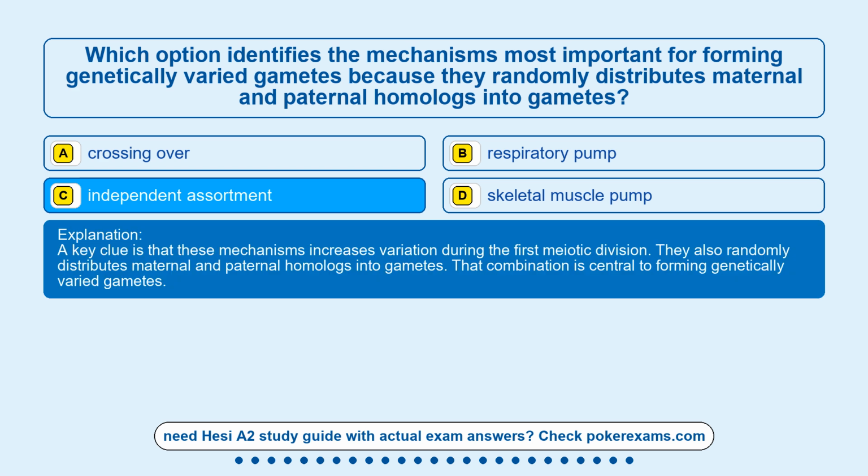A key clue is that these mechanisms increase variation during the first meiotic division. They also randomly distribute maternal and paternal homologs into gametes. That combination is central to forming genetically varied gametes.